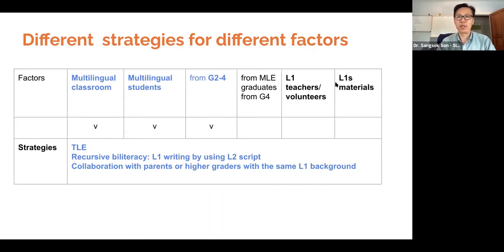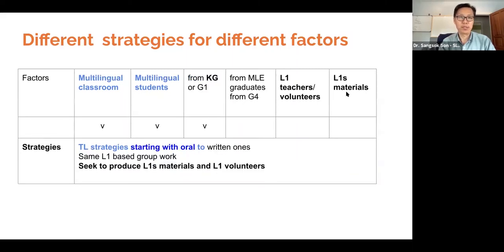This is the case when there are no L1 teachers and no L1 materials. So this is the most challenging situation: multilingual classroom, multilingual students, and starting from KG.